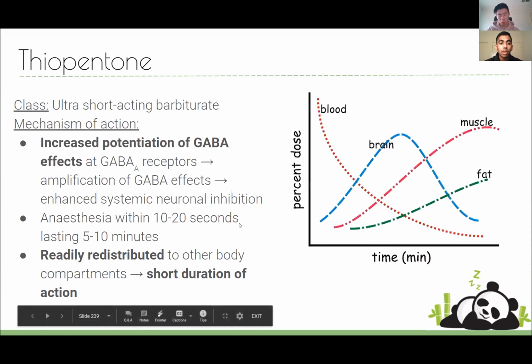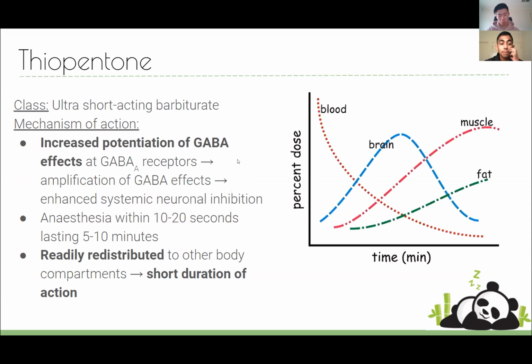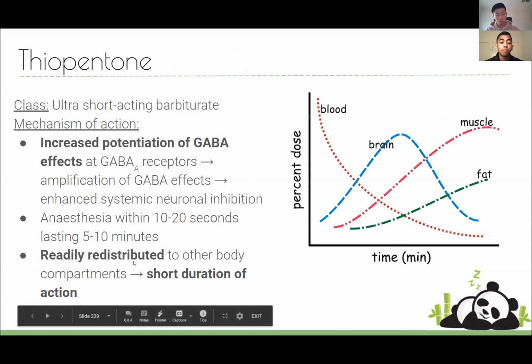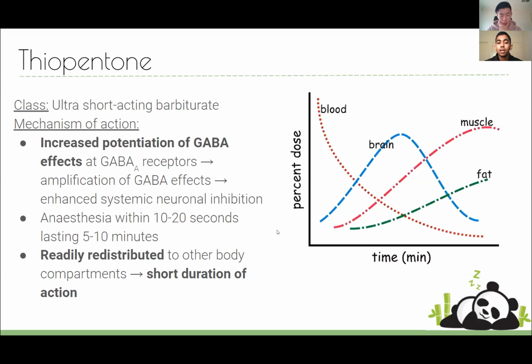So we'll start off with thiopentone. This is a short-acting barbiturate. It's going to have the same effects of amplifying the effects of GABA at the receptors. Very, very quick, but it wears off very quickly as well because it's readily redistributed to other compartments of the body. It's not actually broken down, it's just redistributed. And that's what's causing the short duration of action.